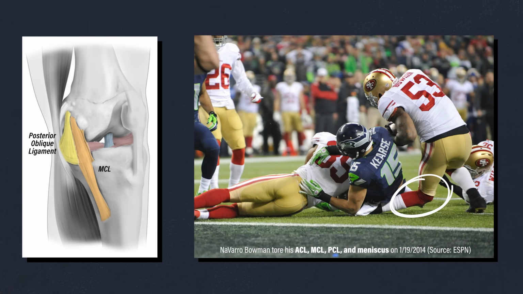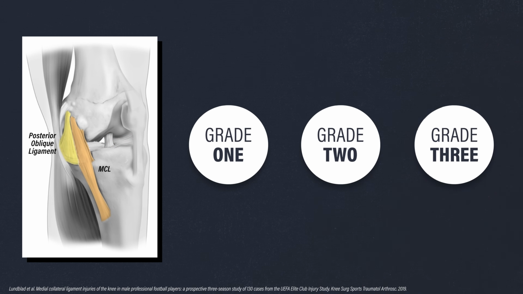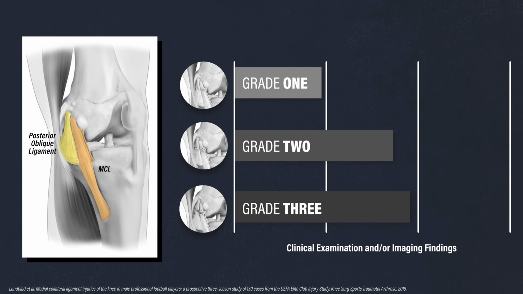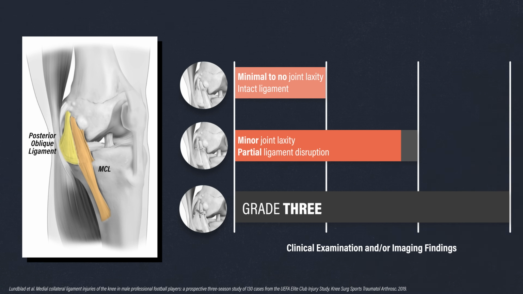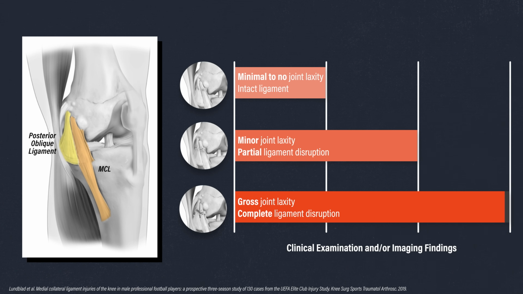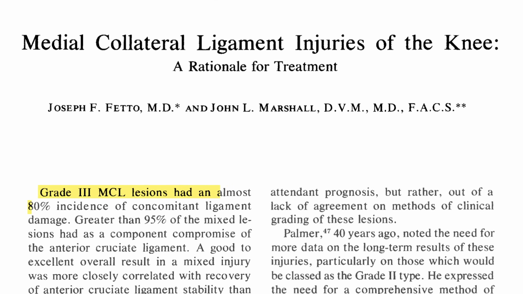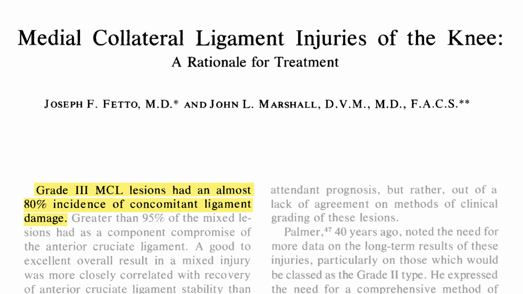commonly, the ACL. The majority of MCL sprains occur in isolation and are generally graded on a scale from 1 to 3 based on findings during clinical examination or imaging. Typically, grade 1 presents with tenderness, minimal to no joint laxity, and a fully intact ligament. Grade 2 has minor joint laxity and partial ligament disruption, and grade 3 has gross joint laxity with complete ligament disruption. It has been found that in grade 3 MCL injuries, almost 80% of cases will have damage to other knee structures, with a majority of these involving the ACL.